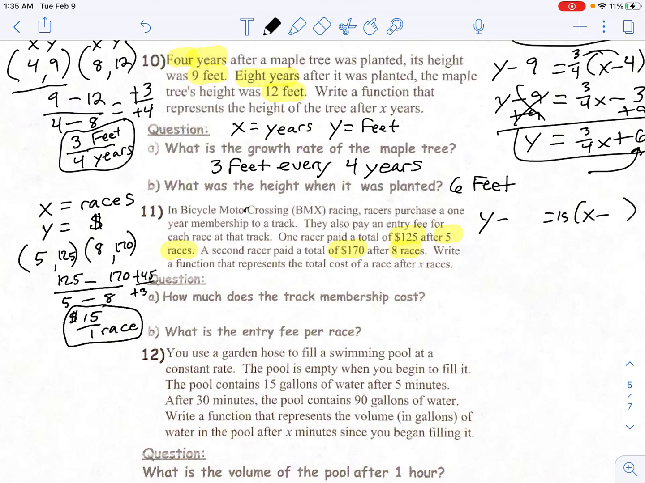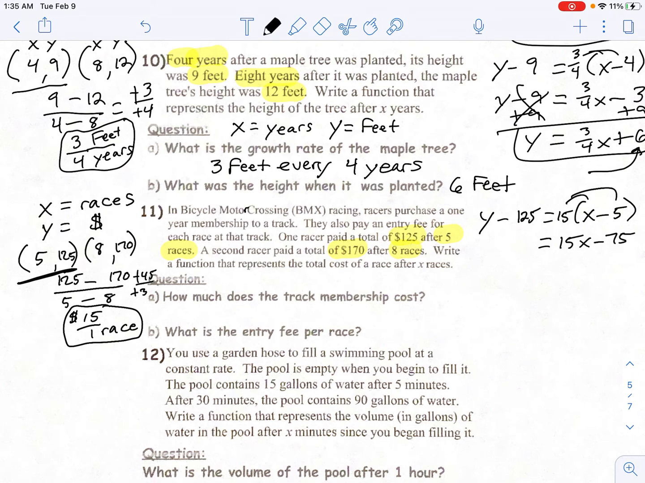And we're going to plug that 15. You don't have to put 15 over 1. You can just put 15 here. We're going to plug that in the middle, and then we're going to choose a point. And again, I'm going to go with these smaller numbers. So X by the X, so that's 5. Y by the Y, that's 125. And then solve just to make sure that you do or don't have an initial fee.